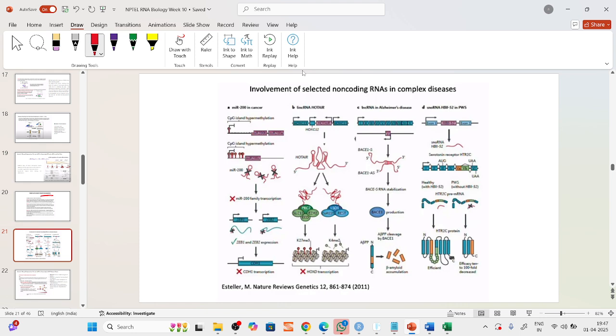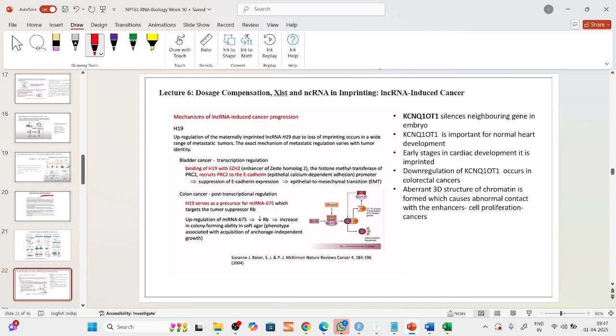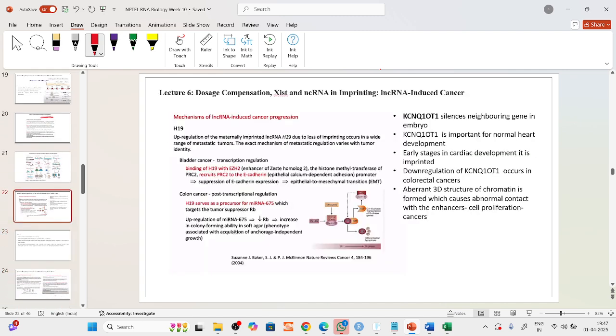For example, Alzheimer's disease. Long non-coding RNA is involved in Alzheimer's disease. Then HOTAIR is also involved in diseases. Mir 200 is involved in cancer. Which means that these non-coding RNAs are involved in complex diseases as well. Then long non-coding RNA induces cancer. So there are so many different non-coding RNAs which cause the progression of cancer. Just to read about, there is nothing much to explain here.